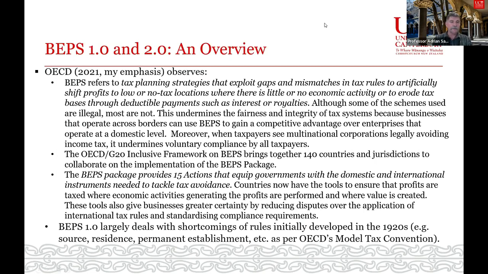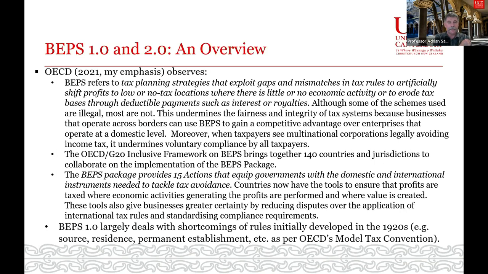So what is BEPS in terms of what it's about? Well, the OECD very recently in a publication earlier this year said that BEPS refers to tax planning strategies that exploit gaps and mismatches in tax rules to artificially shift profits to low or no tax locations where there's little or no economic activity, or to erode tax bases through deductible payments such as interest or royalties. They do note that some of the schemes are illegal, but most are not. So we're not talking about what might traditionally be considered to be tax evasion.